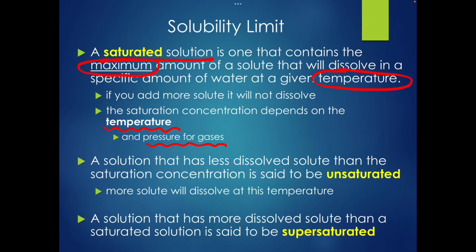So again, a saturated solution contains the maximum amount of solid that can be dissolved. A solution that has less than the maximum amount is called an unsaturated solution. So if I added more solid, it'll just keep dissolving, right? Because it's not saturated yet. It's unsaturated. It can still dissolve more solid. And then a solution that has more dissolved solute than it should is called a supersaturated solution.